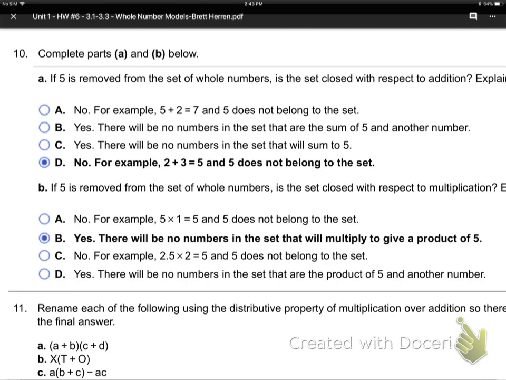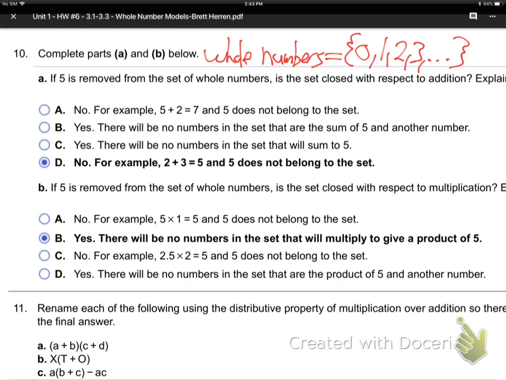So if 5 is removed from the set of whole numbers. Now what's the set of whole numbers? Yeah, maybe I better be clear with that, huh? What do we mean when we say whole numbers? No decimals, right? No fractions. It just starts at 0, 1, 2, 3, on you go. No negatives either. Whole numbers don't include negatives.